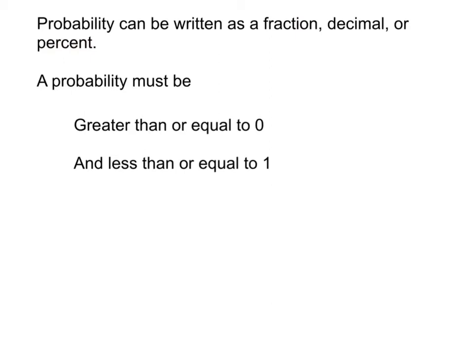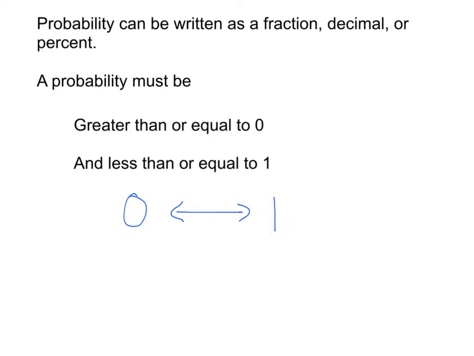Also, you need to know this. A probability must be greater than or equal to 0, and it also has to be less than or equal to 1. In other words, the smallest a probability can be is 0, and the biggest it can be is 1. So it's not only in between 0 and 1, but it could also be 0 or it could be 1.